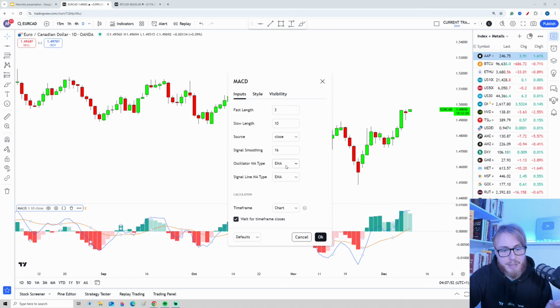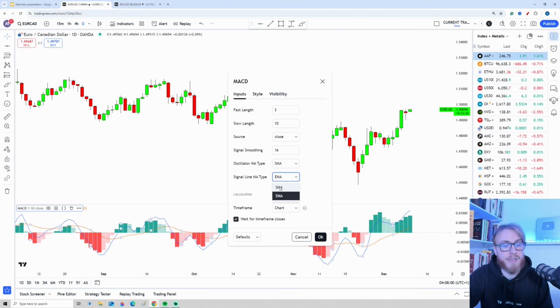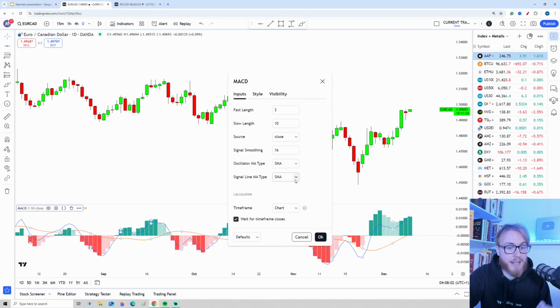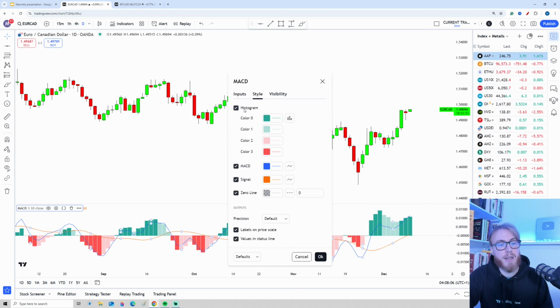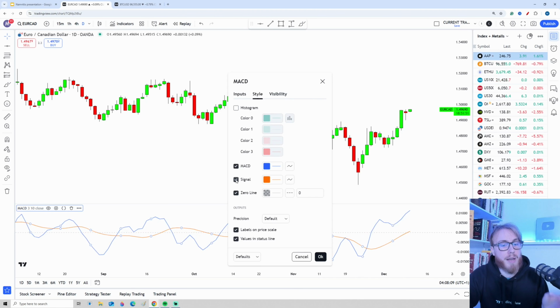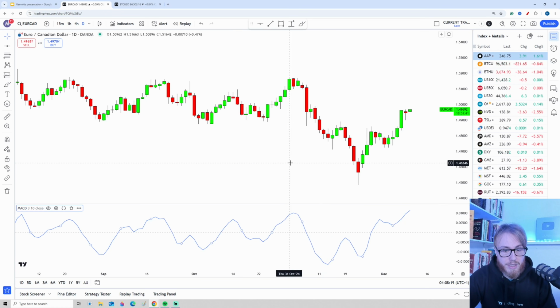The last thing we want to do here is change the oscillator moving average type to an SMA instead of EMA. So we want to have SMA there. We also want to have the signal line as an SMA. And for the style tab, we actually want to uncheck the histogram and uncheck the signal line. So now we will only be using the MACD line for our analysis. When you have done all of this, we are ready to go down here and press OK.